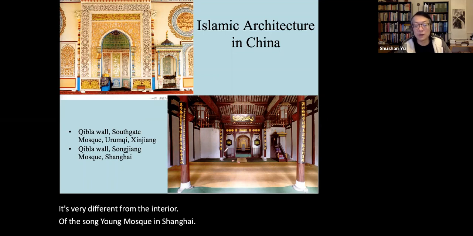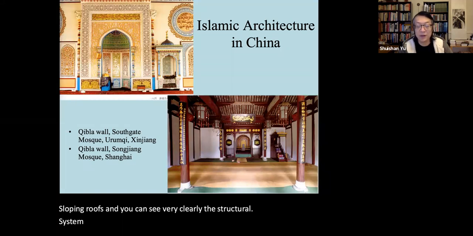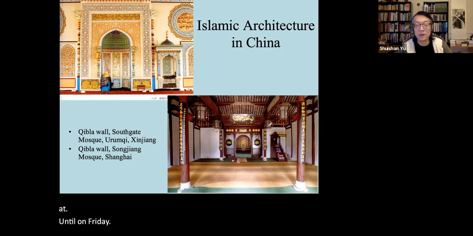The Shanghai Mosque uses timber frame, sloping roofs, and you can see very clearly the structural system, structural logic, pretty much like the Buddhist monastery we looked at on Friday. Columns, beams, purlins, and rafters.